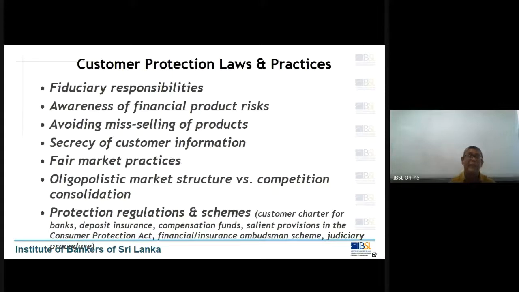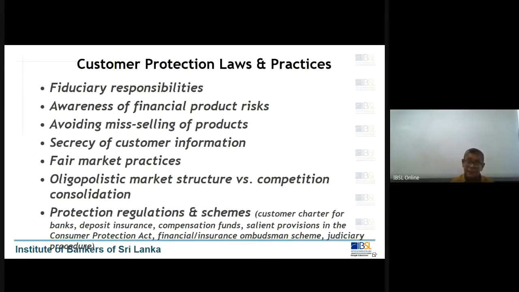Why we need to protect customers. I told you in the very beginning, banks are always one-sided in favor, right? Contracts are one-sided in favor. Information is asymmetric. So therefore, customers are always at a disadvantage. So therefore, the central bank as a regulator comes up with a lot of initiatives to protect customers from those banks, right? Because banks are dealing with customers' money, right? So there, of course, we are going to discuss more details on customer protection.